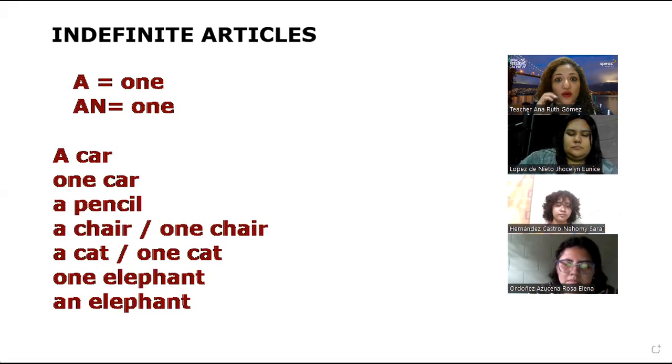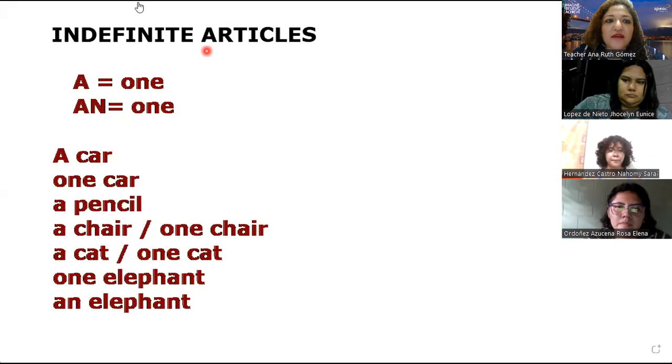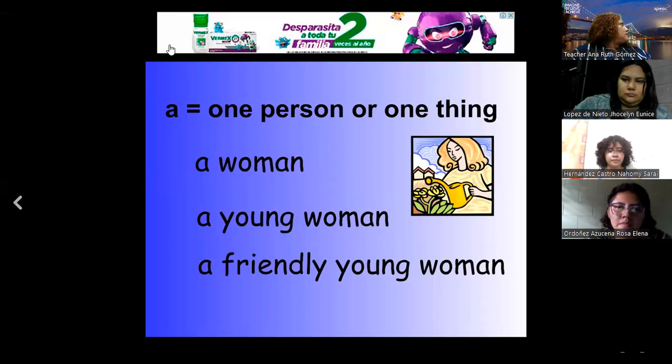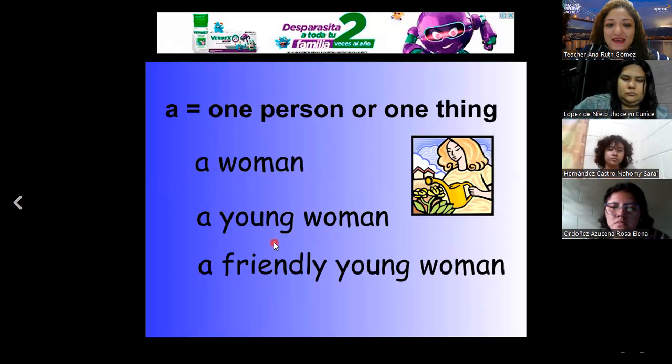Ahora vamos a ver cuándo vamos a usar a and when we're going to use an. All right? Pay attention to that. So, pay attention here. You have a woman. So, we say a woman. All right? A woman. A young woman. Okay? And a friendly young woman, all right? Very good. We can have a woman, a young woman or a friendly young woman.